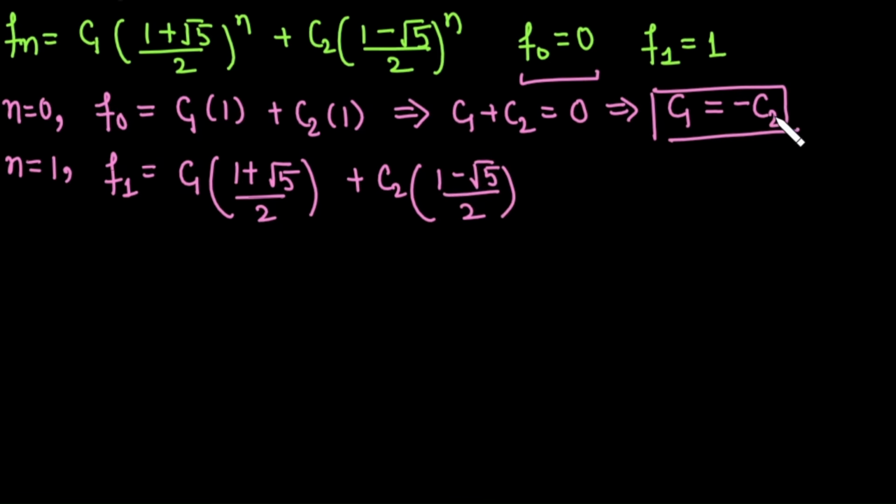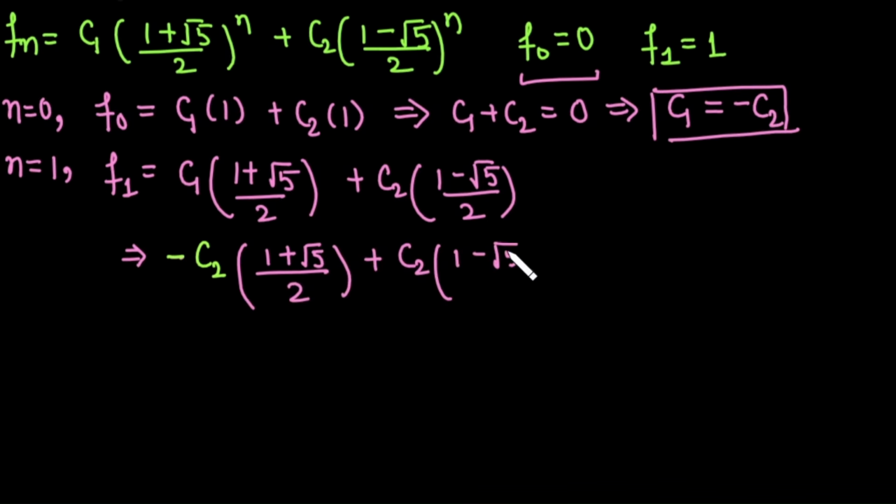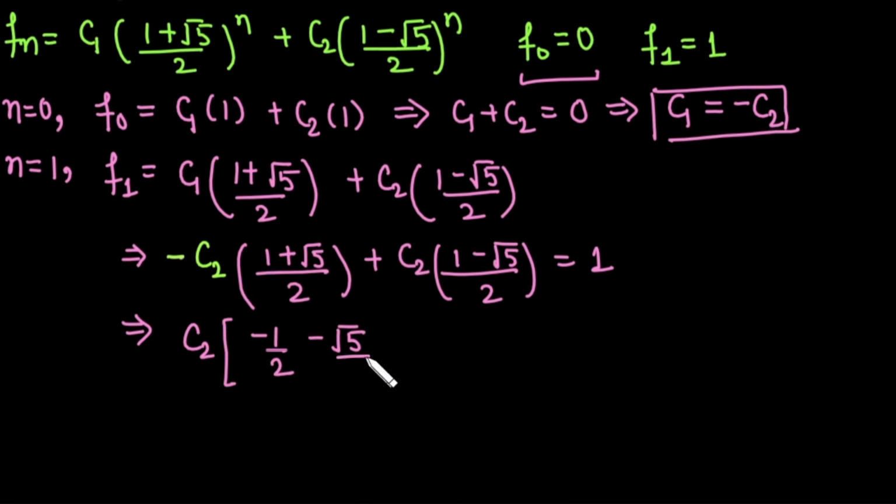Now here we have c1 is equal to minus c2. So we can write in this case in place of c1 as minus c2. This is as it is, plus c2 (1 minus root 5)/2, that is equal to f1, and the value of f1 is equal to 1. Now we can take c2 outside. We have negative of 1 by 2, negative of root 5 by 2, and here positive of 1 by 2, negative of root 5 by 2. This is equal to 1.